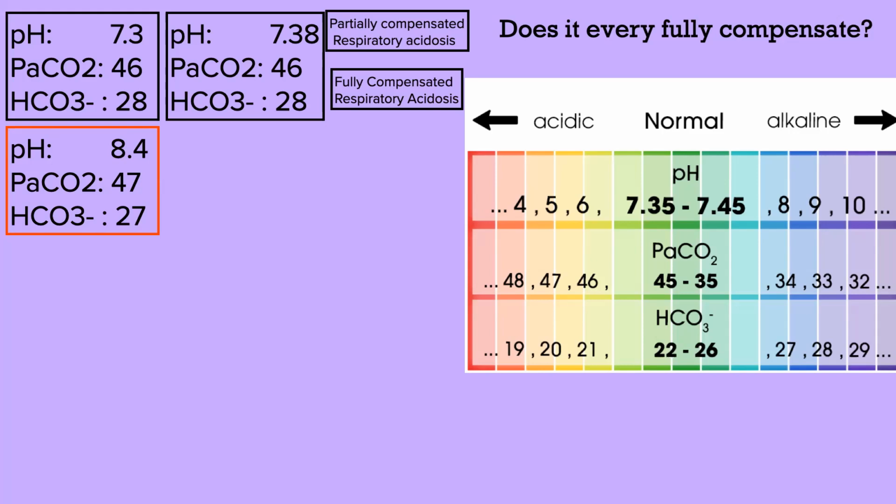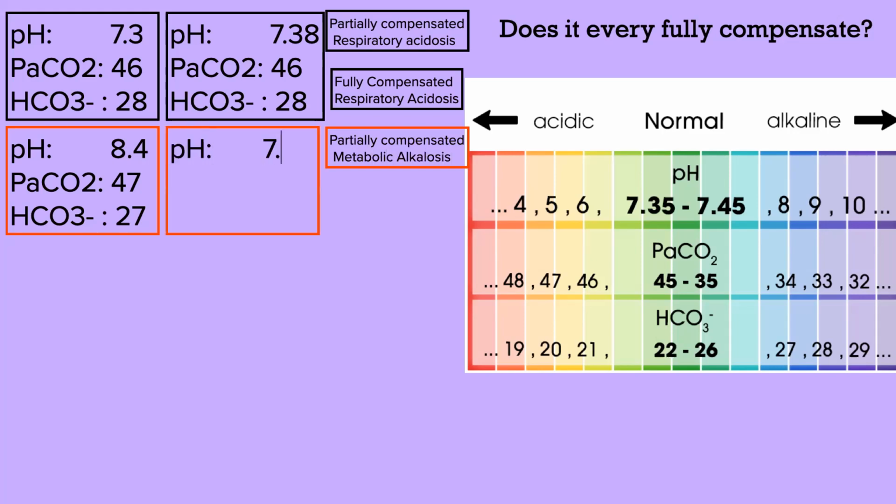So your pH is 8.4, acid or base? Base, alkalosis. PaCO2, and bicarb? Base. So this is metabolic, partially compensated metabolic alkalosis. Yes. Okay.